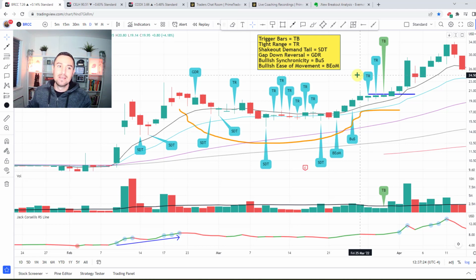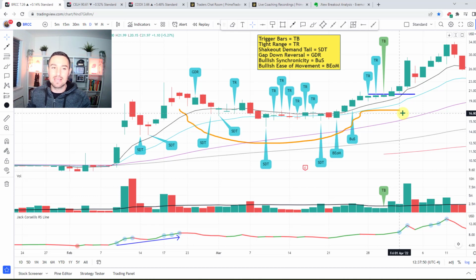So what are the 6 candlesticks that I pay attention to when I'm analyzing the quality of the base? The 6 are going to be a trigger bar, a tight range bar, a shakeout demand tail, a gap down reversal bar, a bullish synchronicity bar, and a bullish ease of movement. And I'll explain each of those now, and then we'll start looking at them in the context of the chart in a little bit greater depth, and we'll work through some other examples: Celsius, a few VCPs, CODX, that has a flag type base.